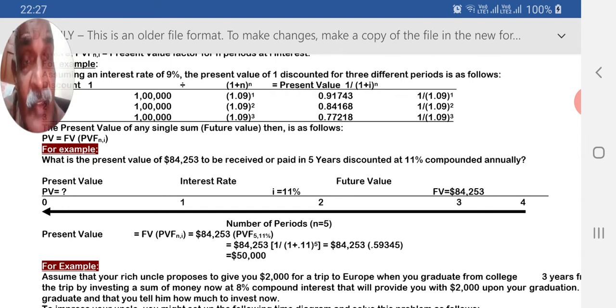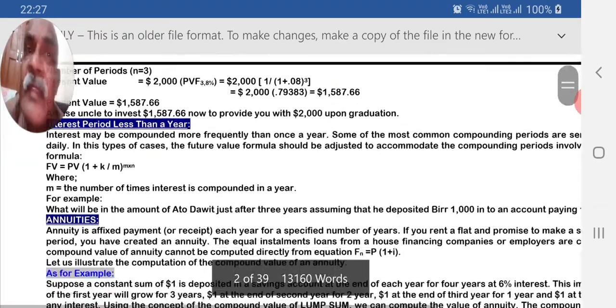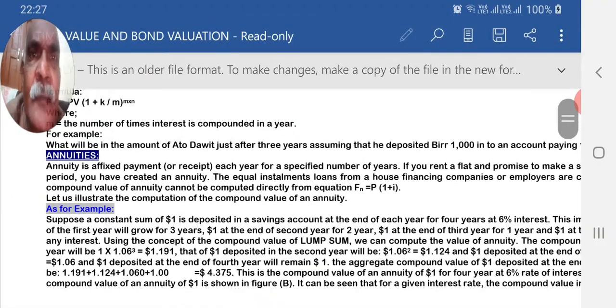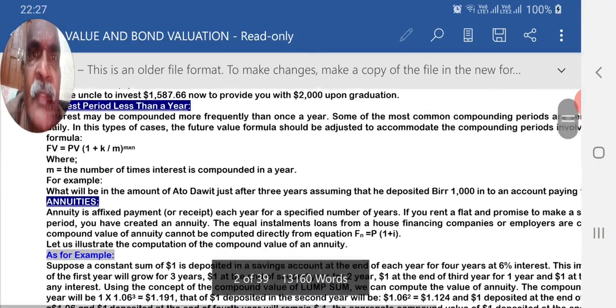84,253 is known. After 5 years you are receiving. So how much do you invest right now, so that you will get 84,253 after 5 years? The discounting rate is 11%. So in this way, the same question is there, and you have to calculate the same way. And how do you calculate this one?